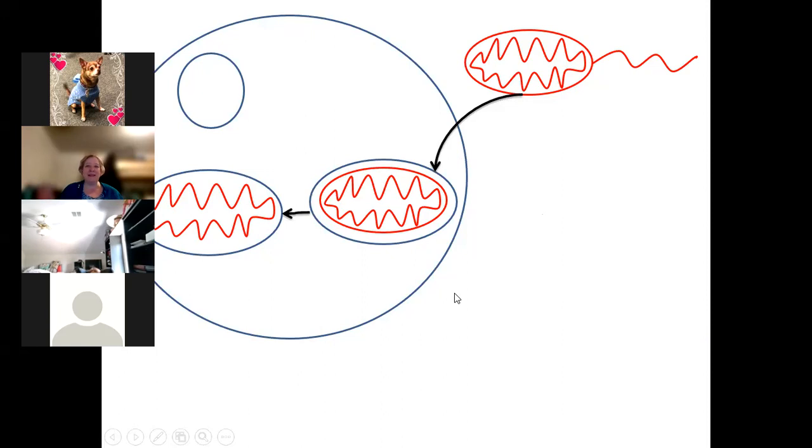All right, now let's add in where these metabolic pathways happen, okay? Let's start with glycolysis. Glycolysis happens in the cytoplasm of prokaryotic cells, okay? It happens in the cytoplasm of eukaryotic cells, okay? So that's fairly straightforward. Glycolysis happens in the cytoplasm. Doesn't matter whether it's eukaryotic or prokaryotic, okay?